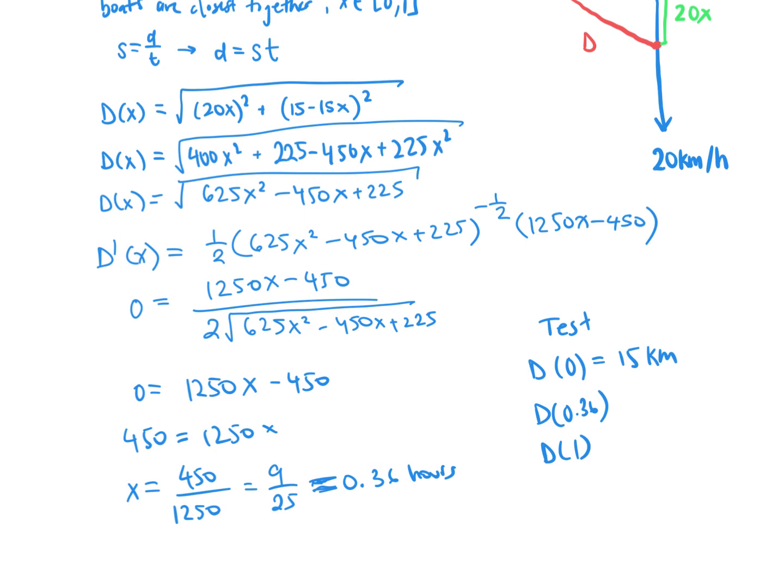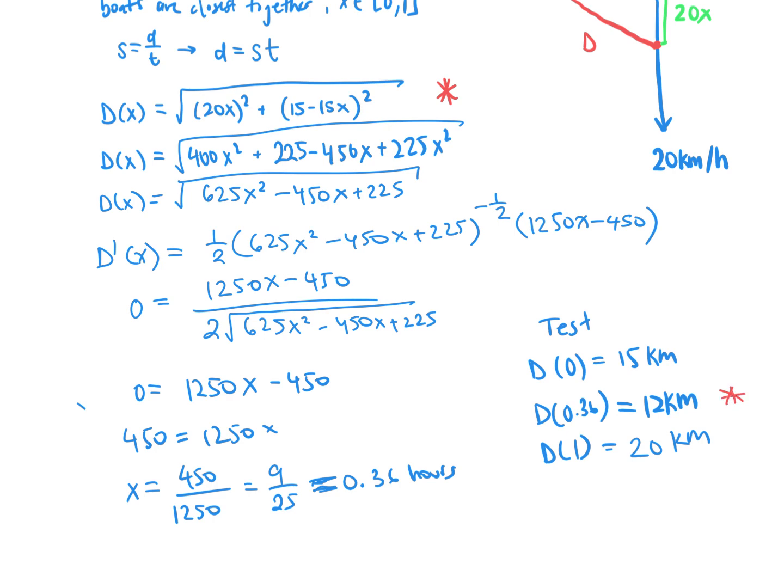Or I can just replace x with 0 in one of my d of x equations. If I plug in 0.36, I get 12 kilometers, so that's less. And if I plug in 1, I get 20 kilometers because now that first boat has traveled 20 kilometers south, whereas the second boat has now reached the dock. So we can use logic or we can plug into our equation. Either way, the shortest distance is from the critical point.